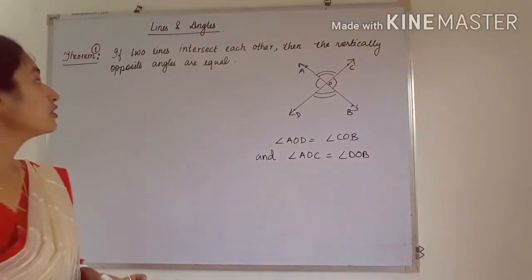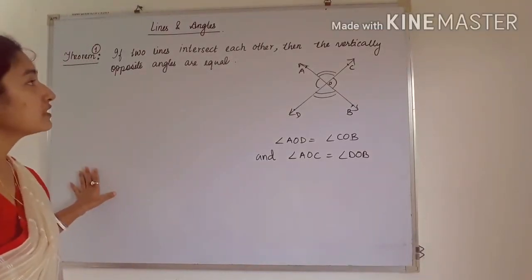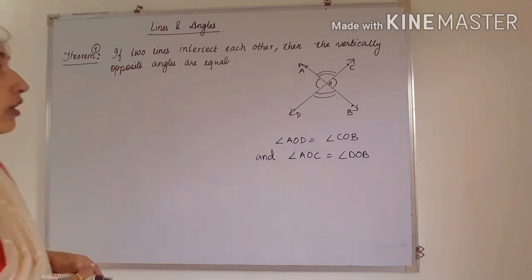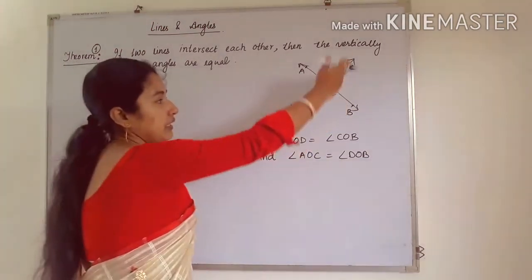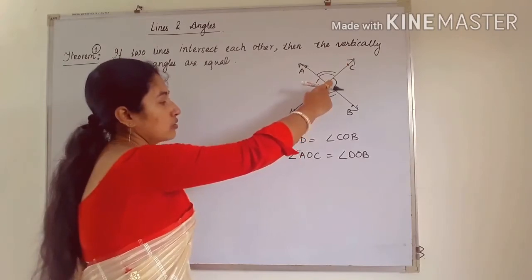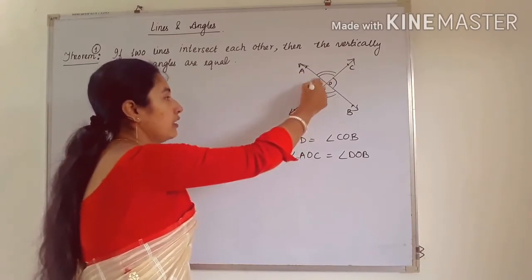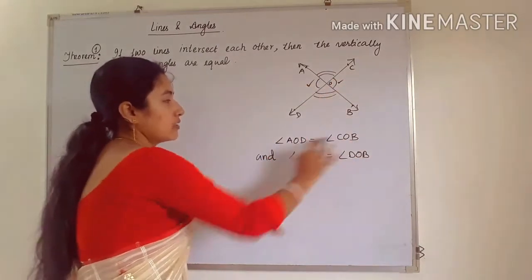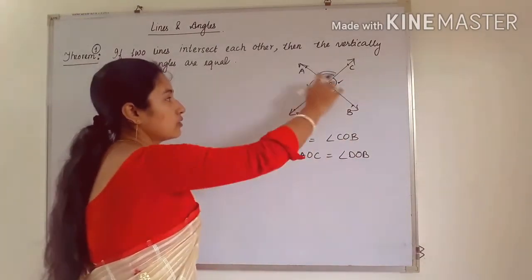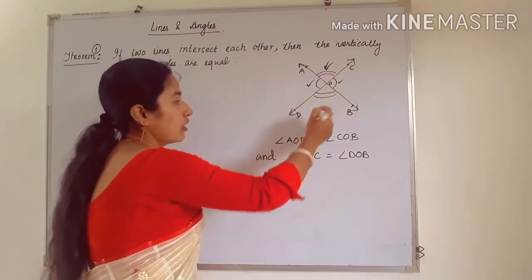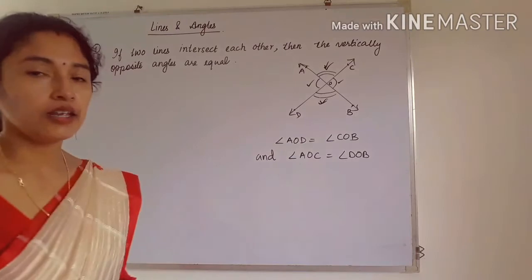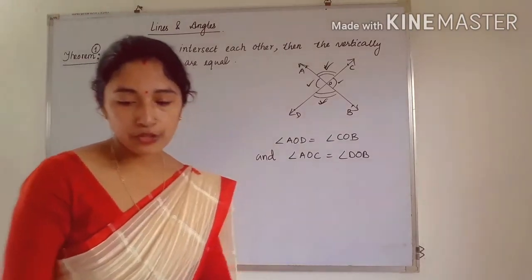So next is the first theorem. If two lines intersect each other, then the vertically opposite angles which are formed are equal. So see, the two lines are intersecting at a point O. So angle AOD is equal to angle COE. That means these two angles are the same. Next, angle AOC is equal to angle DOB. So both the angles are equal. These are called vertically opposite angles.